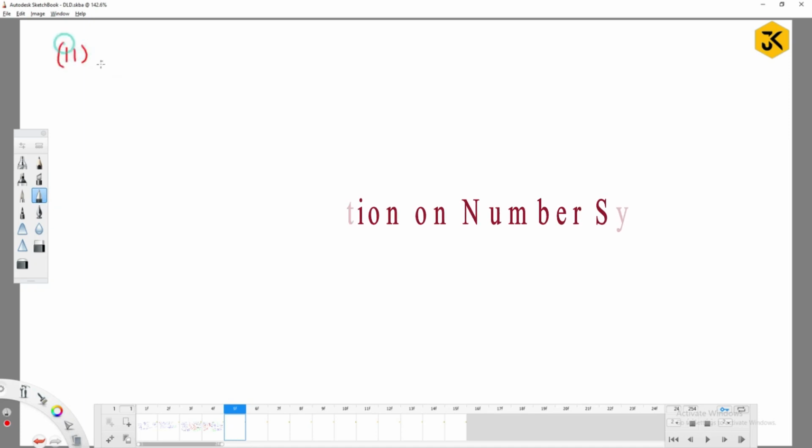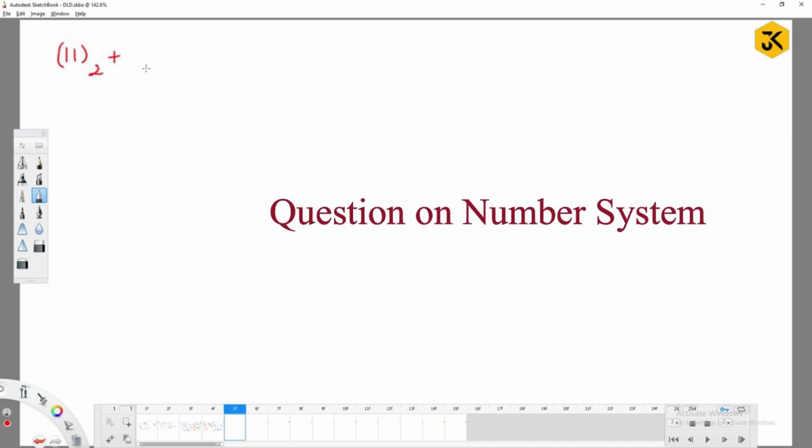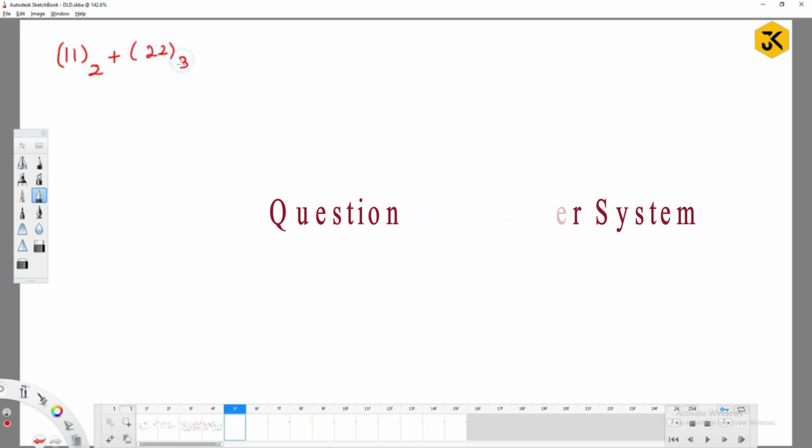1 1 base 2 plus 2 2 base 3 plus 3 base 4. What is the value?